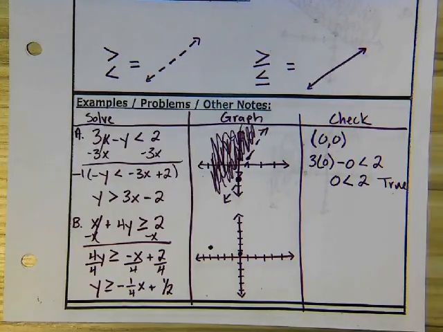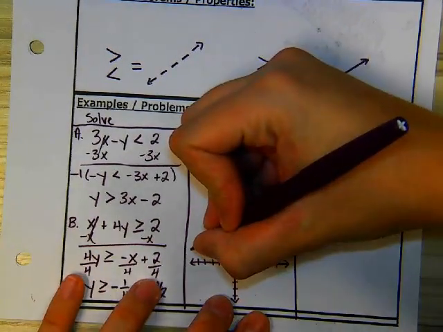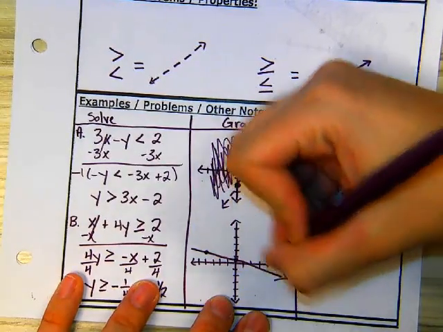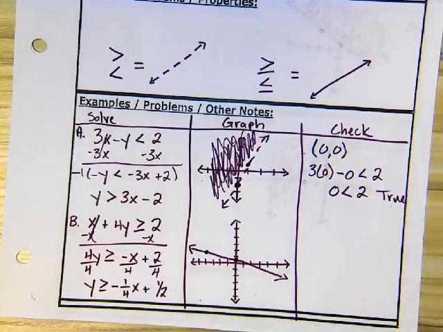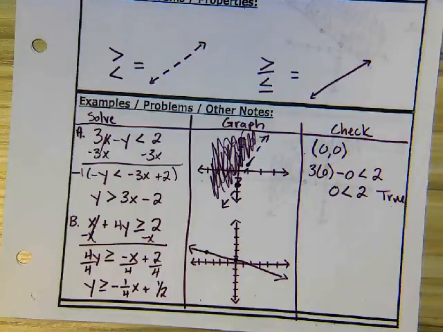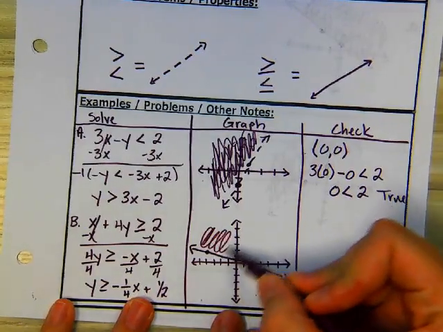Then we have to figure out if we have a dotted or a solid line. Since we have a greater than or equal to, our line is going to be solid. And since it is greater than, it wants to be above the line. So we're going to shade above the line.